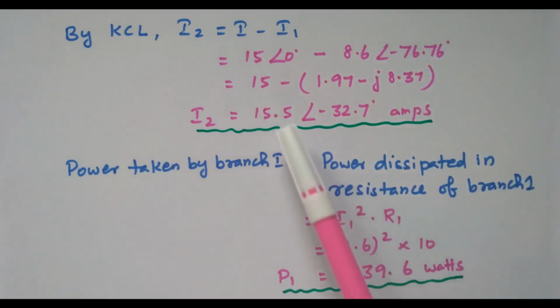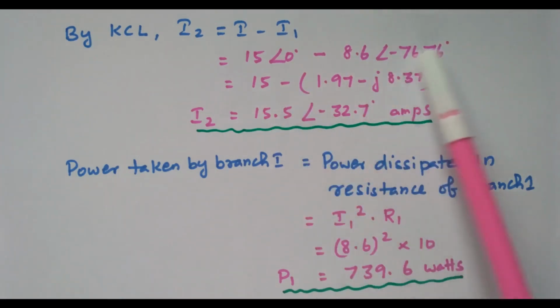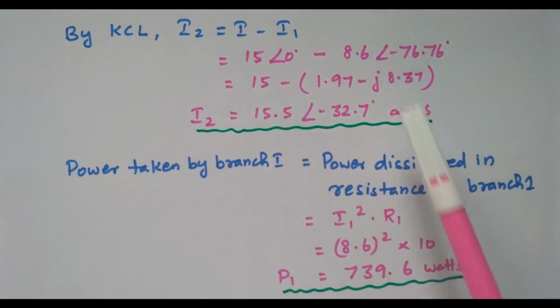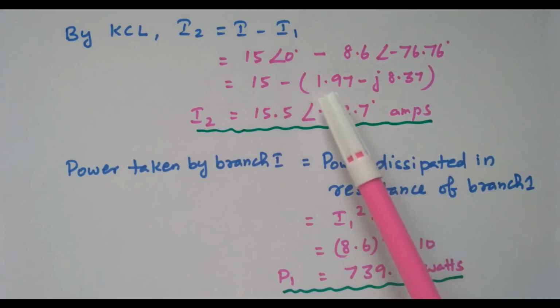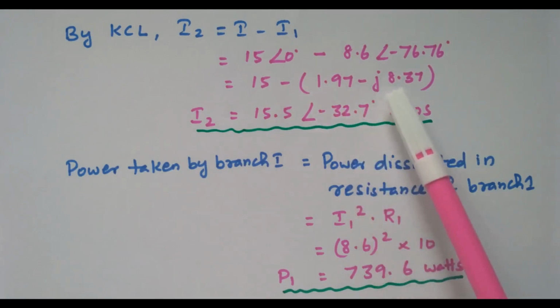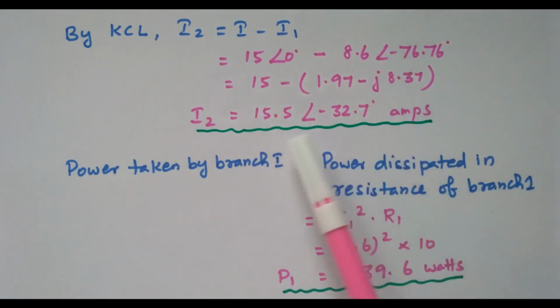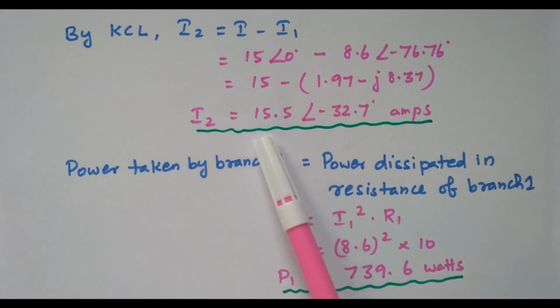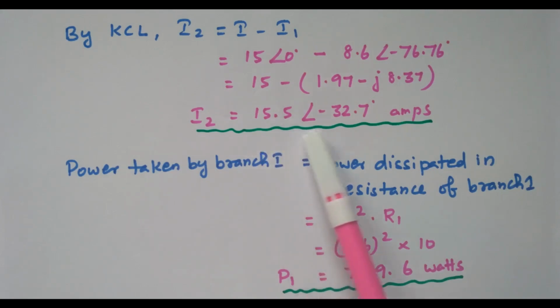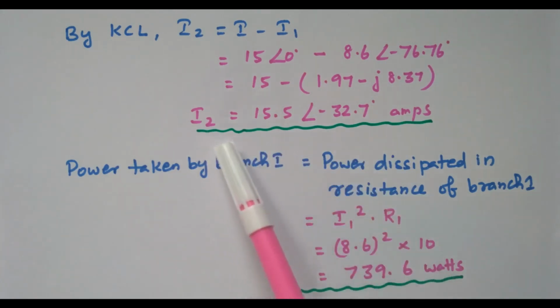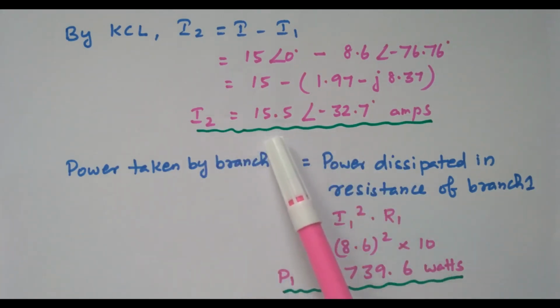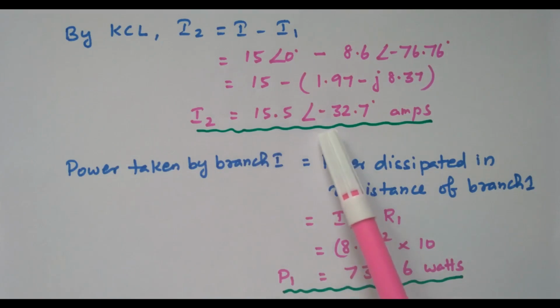Now in order to go for a subtraction, this polar form is again converted into rectangular form: 1.97 minus j8.37. So this is simplified. Again it is converted into polar form, that is 15.5 with an angle of minus 32.7 degrees. Now we got the value of I2 also. The magnitude is 15.5, angle is minus 32.7 degrees.